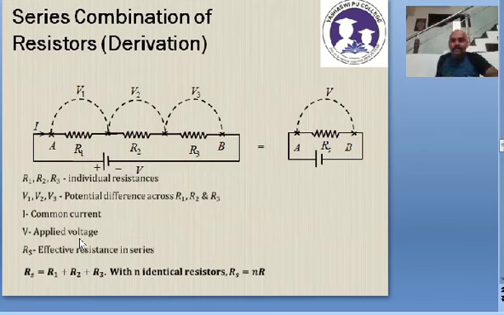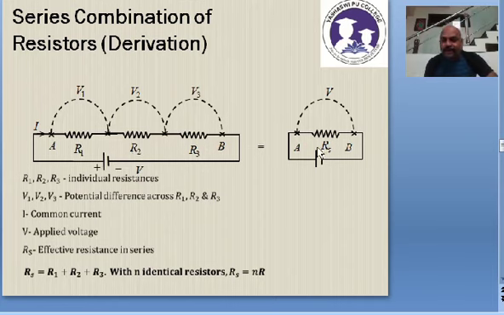Now coming to this very important aspect of this session, the series combination of resistors. Notice in this diagram, dear students, R1, R2, R3. There are three resistors connected end to end, and these three resistors which are connected end to end act as resistors in series.